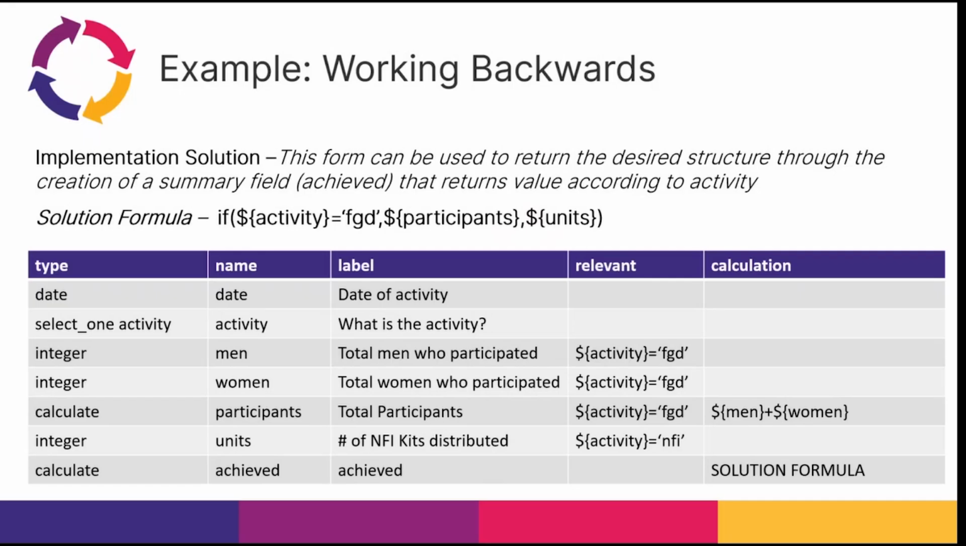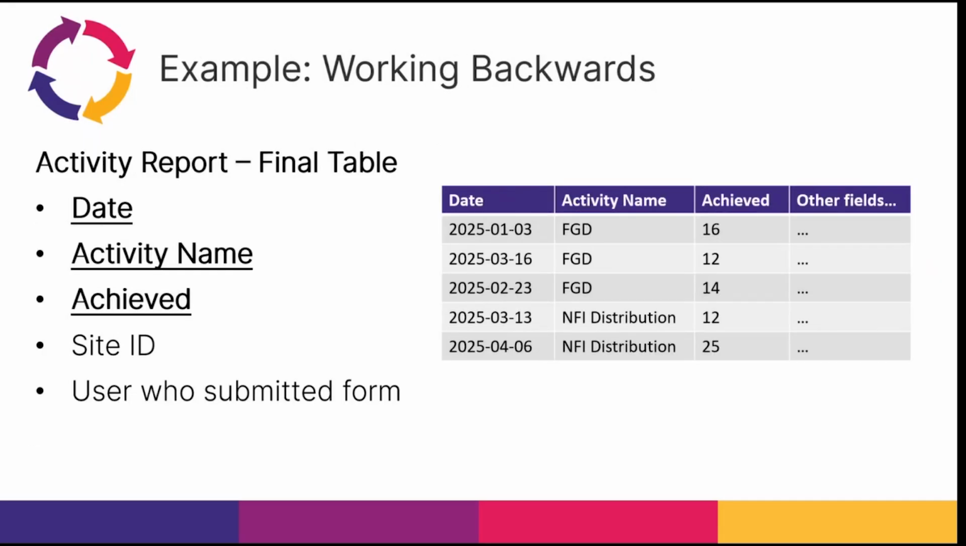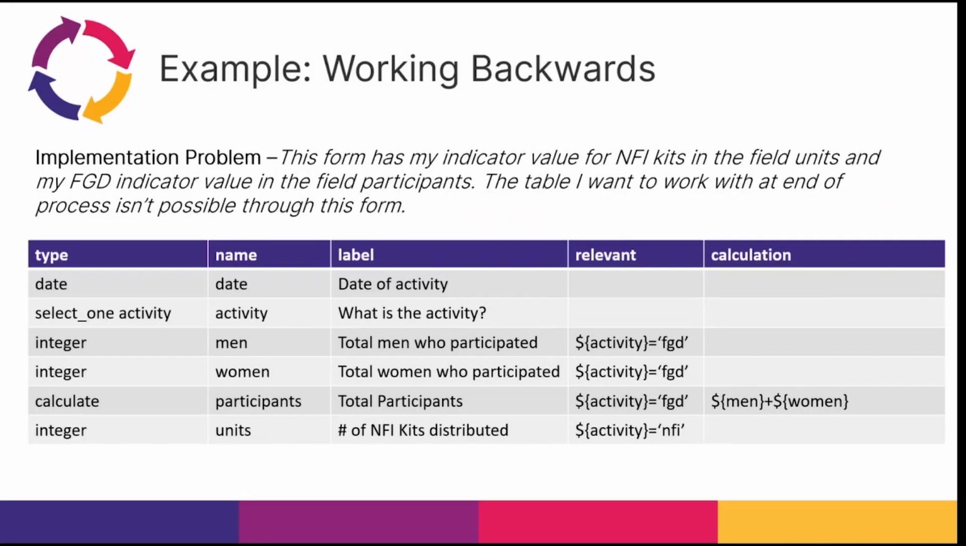So in this form, maybe I'm only tracking FGD and NFIs. It's pretty simple. But what this would do is it would give me that achieve field with always the value of either participants or units. And then when I export the data, I would end up with this structure that I showed you earlier. So again, would there be other fields? Yes, but I would still be able to export the data in a way that means that I select only 3 fields and I get the kind of structure that I wanted when I set out.